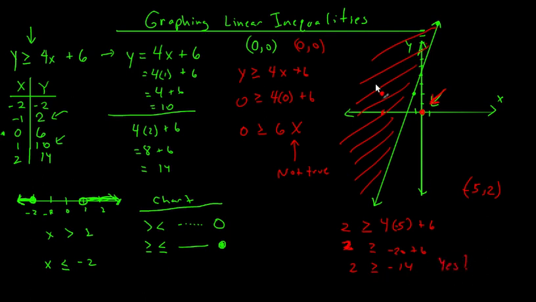Yes, it is. And so the shading on this side, it actually counts. So all the points on this side, any point we could choose, if we plugged into this equation, would be true. And if I plugged in another point like I did at 0, 0, it would be not true. So this is true. That is the difference, and that's how you graph a linear inequality. Thank you for watching.